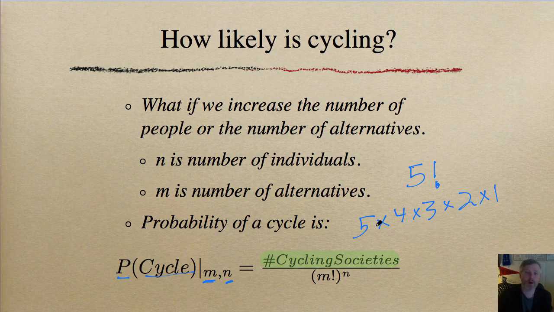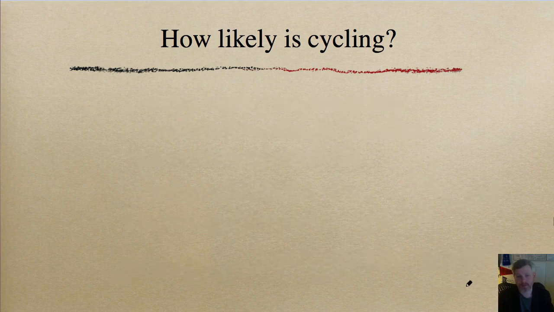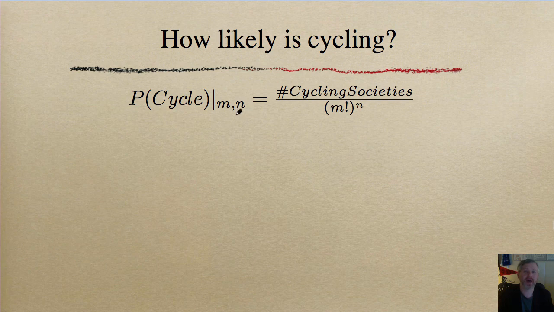So 5 factorial means 5 times 4 times 3 times 2 times 1. So if you have 4 alternatives, then you would plug in right here 4 times 3 times 2 times 1. All right? You get the idea. We'll do an example in a second. And then you just take it to the power of the number of voters. So again, I'm just repeating this formula here.